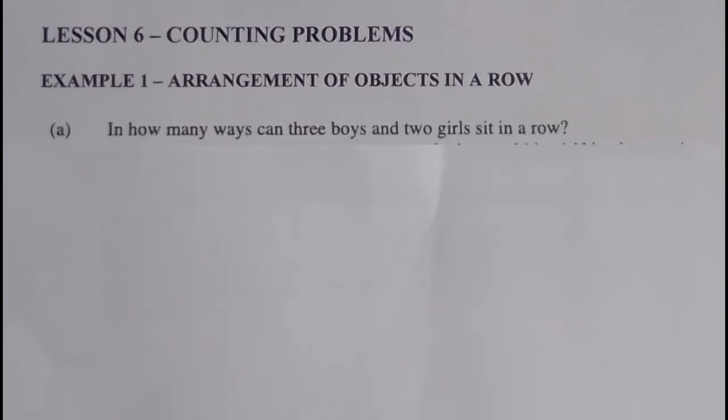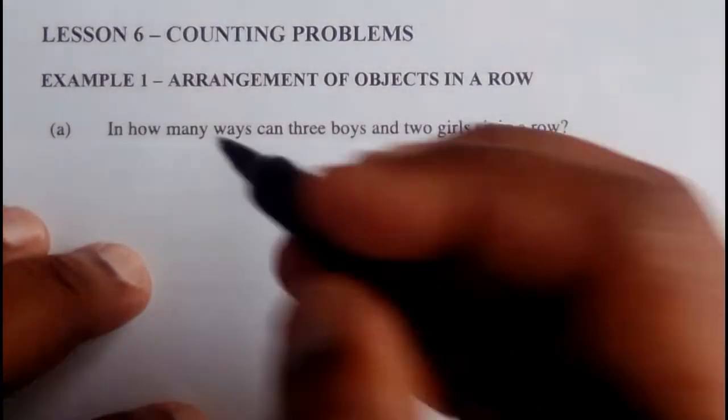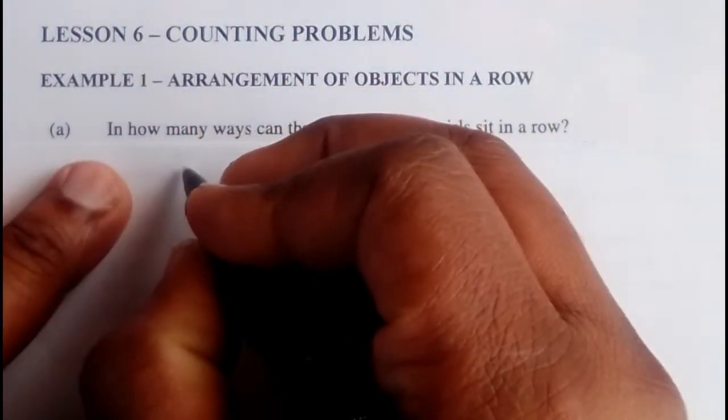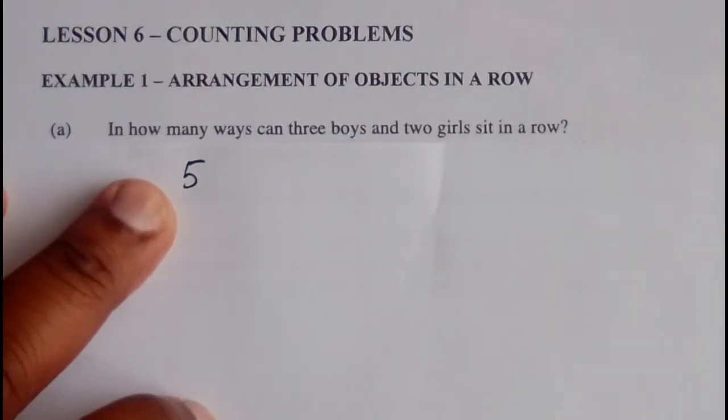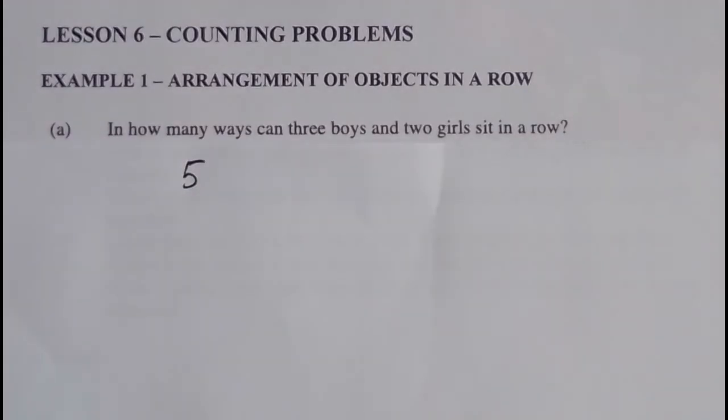So we've got a question here. In how many ways can three boys and two girls sit in a row? Now how many ways can this happen? We've got a total of five children here, right, and the arrangement of these. We're not told anything about who can sit next to who or where. Do we need to have three boys or what? So it's just three boys and two girls, which means it's five children that are just sitting in a row.